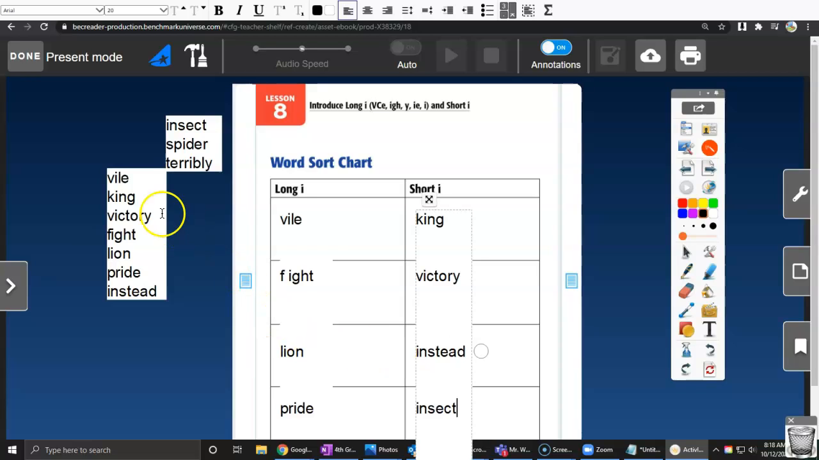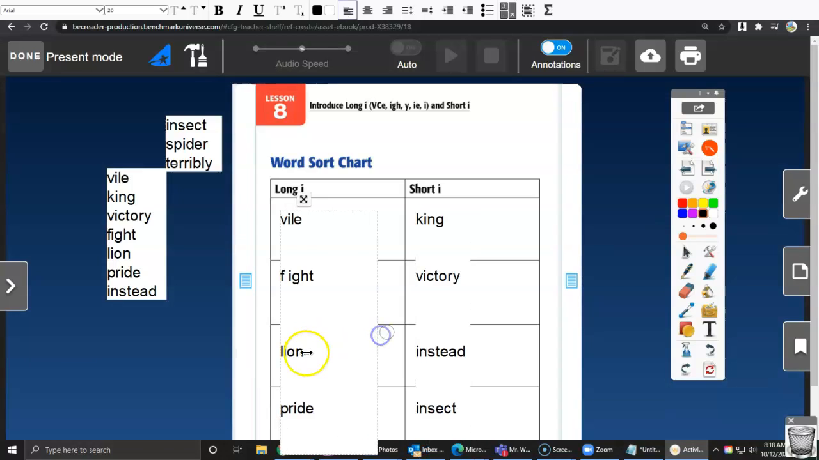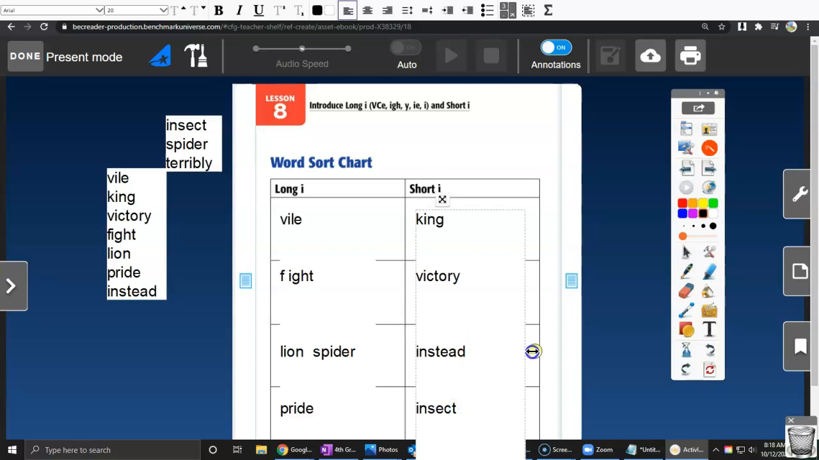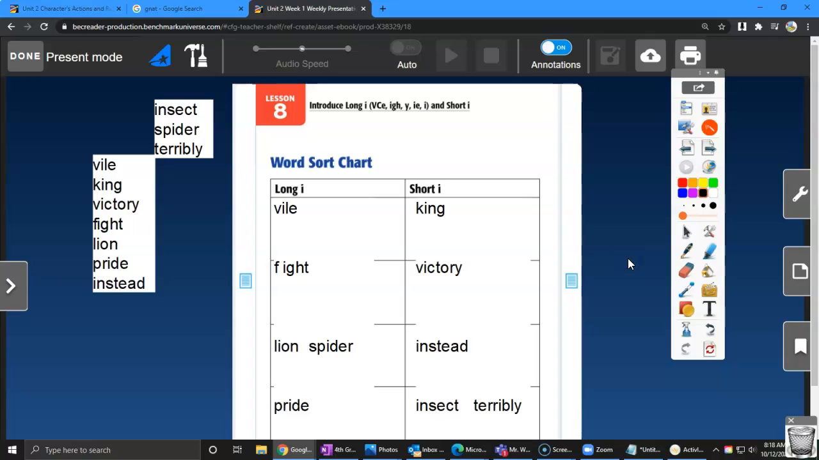What do we hear in spider? I hear that I by itself. And that's like this lion part. Because that I is saying it by itself. It doesn't have that consonant vowel, or that vowel consonant silent E. It doesn't have IGH. No, terribly. Terribly is also a short I sound. So I'm just going to put terribly here, but I ran out of space, so it's just going to share that same section with insect. So that's what it looks like for these. There's many more we can find there.